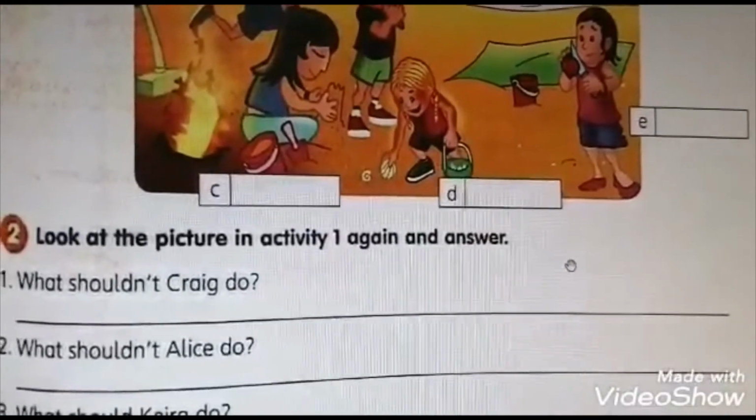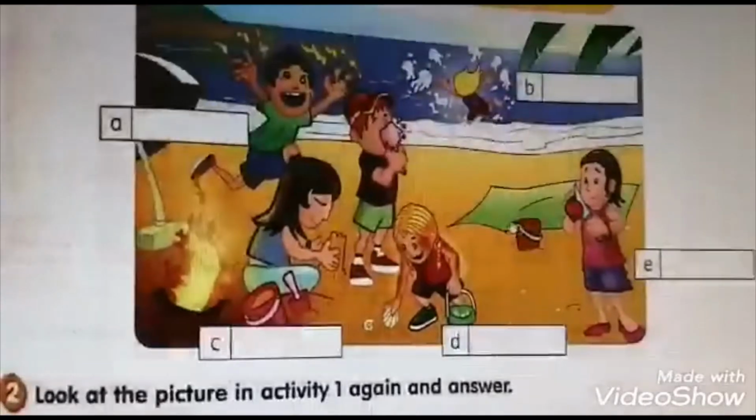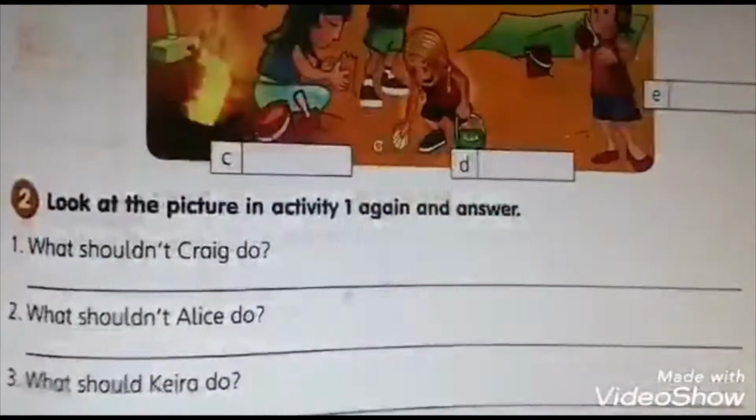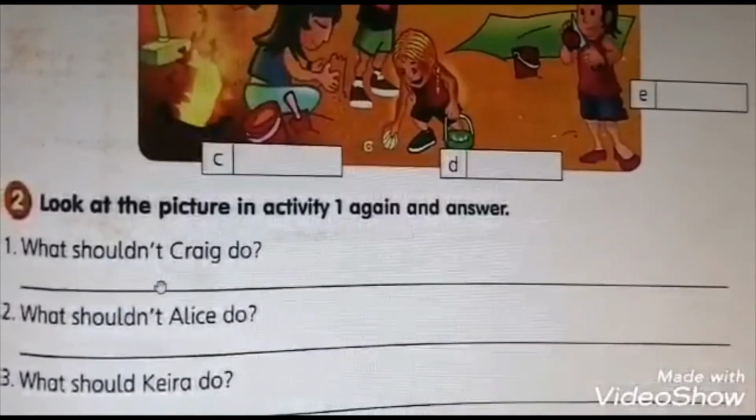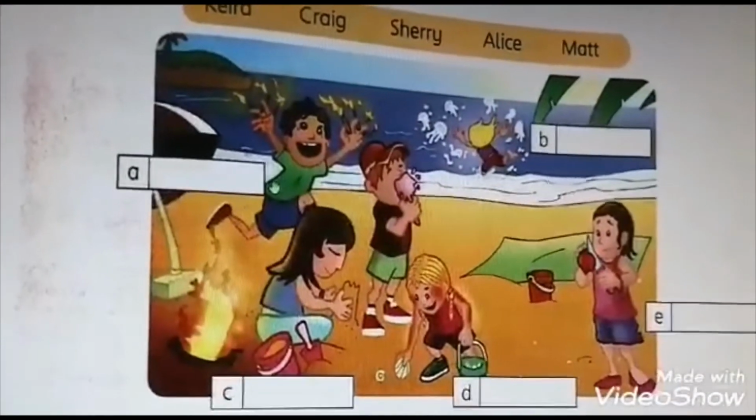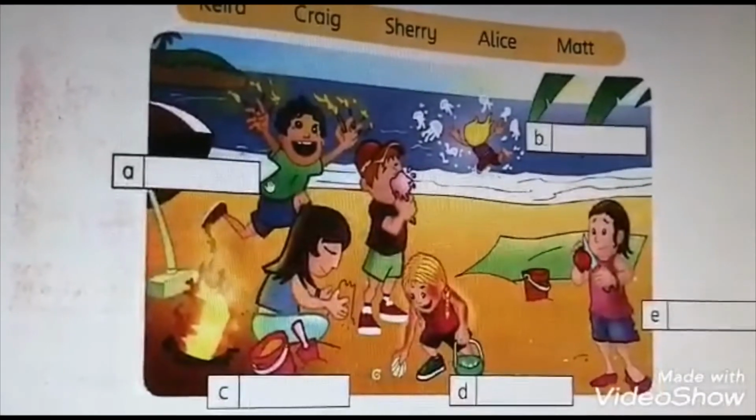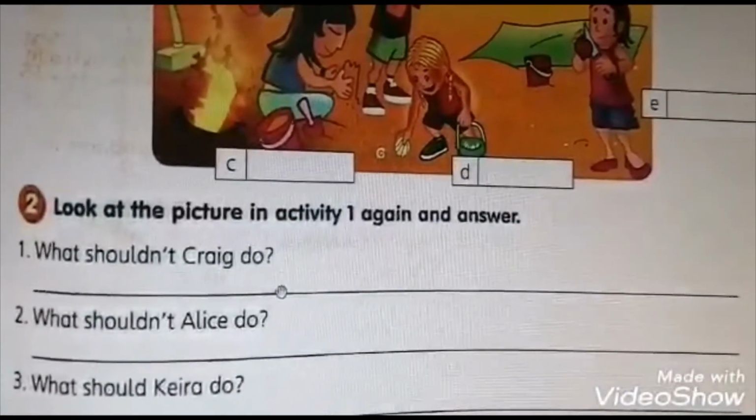Now let's have a look at activity 2. Look at the pictures in activity 1 again and answer. We already know the names. What shouldn't Craig do? Where is Craig? Yes, the boy who is playing with matches. So what shouldn't he do? Craig shouldn't play with matches.